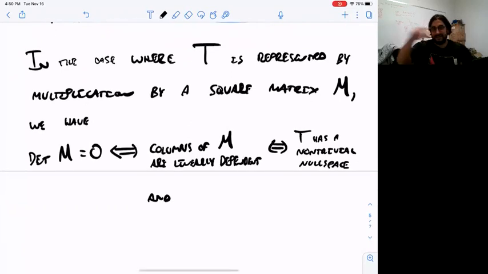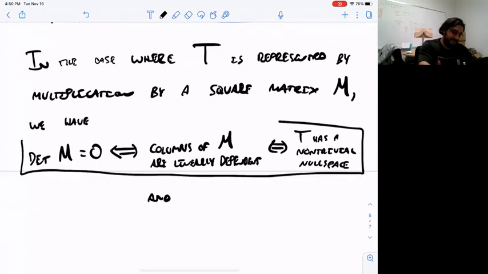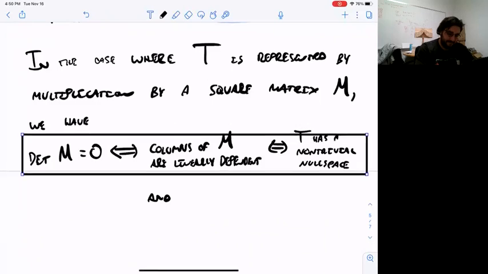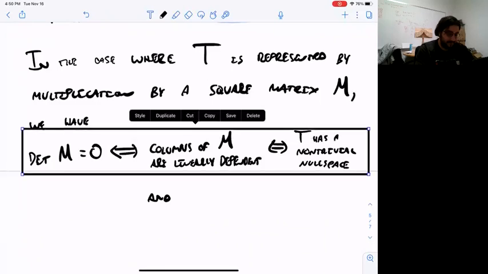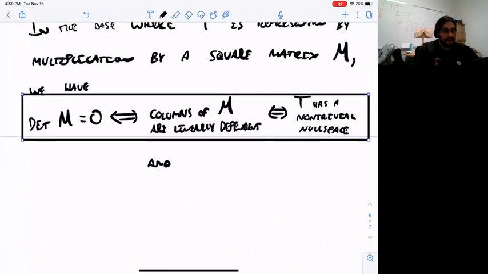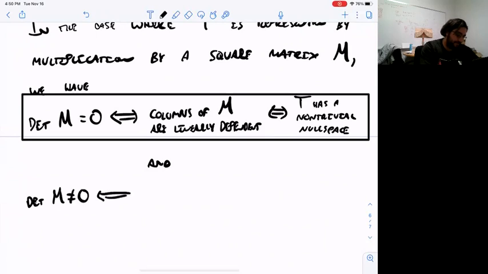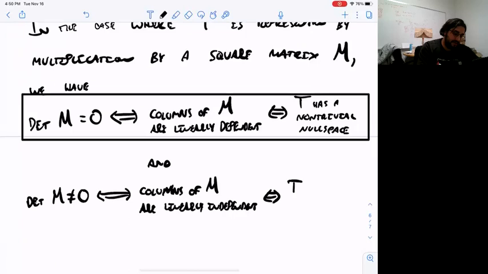And because these are all biconditionals, you also get the same for the negatives of these, right? We get this nice little equivalence. We also get then the same but opposite. So if the determinant of that square matrix is non-zero, you get that the columns of M are linearly independent. And you get that T has a trivial null space.